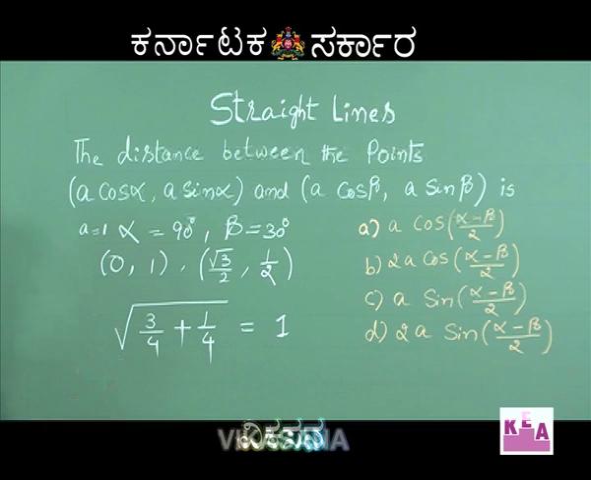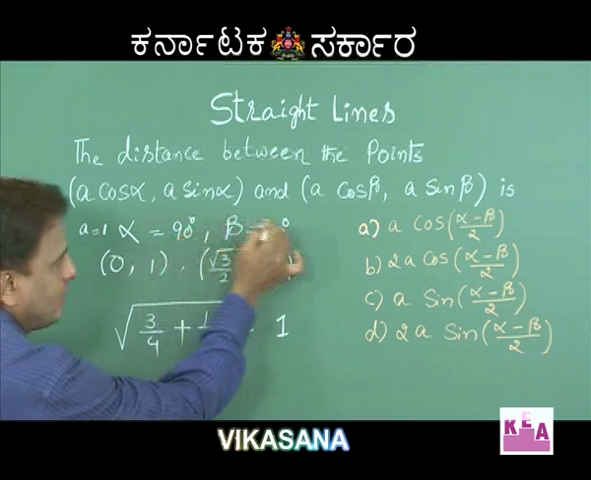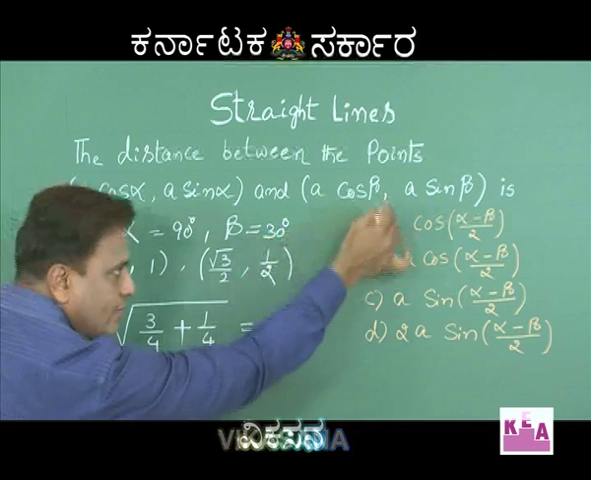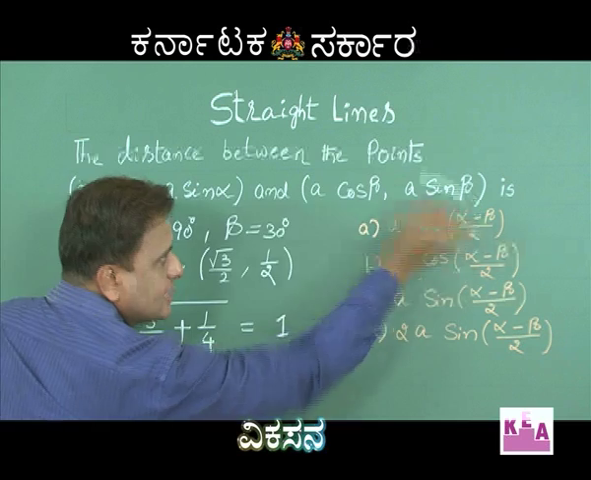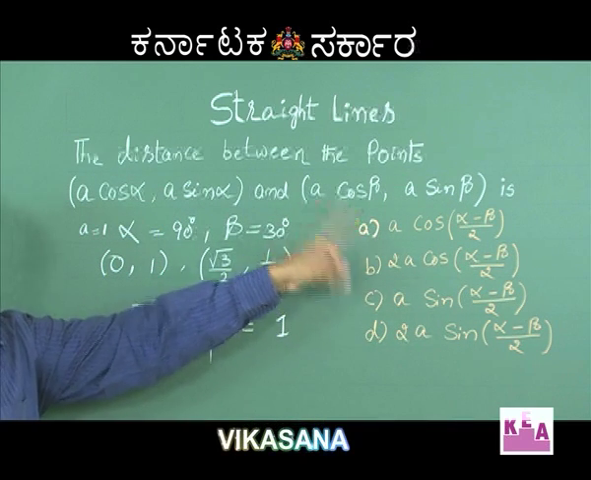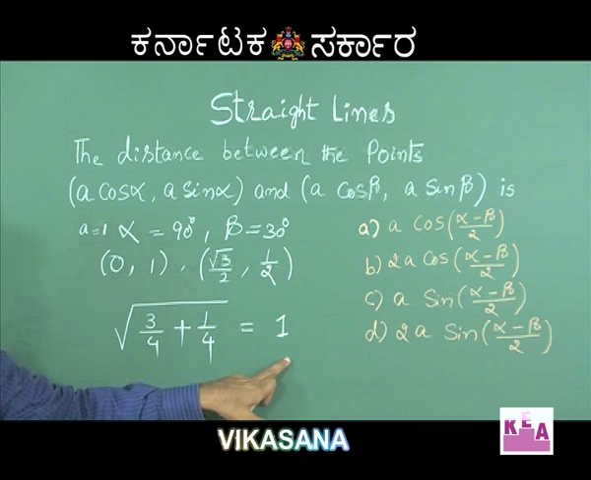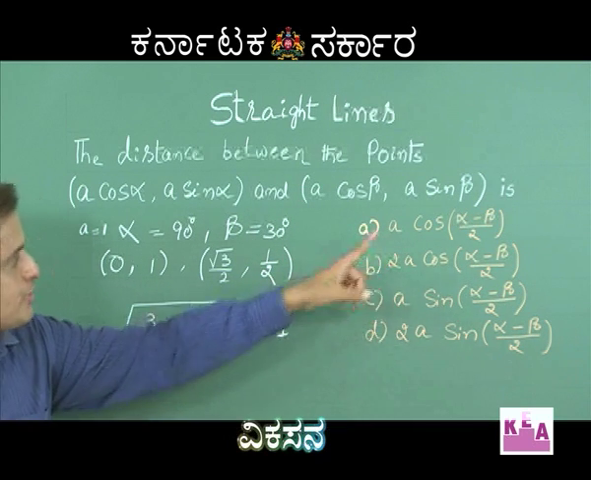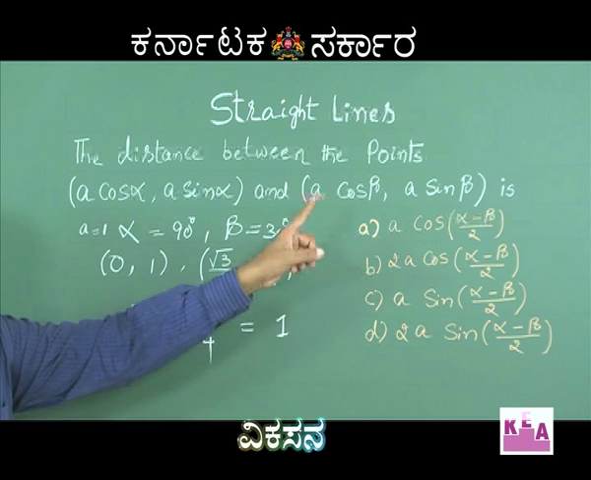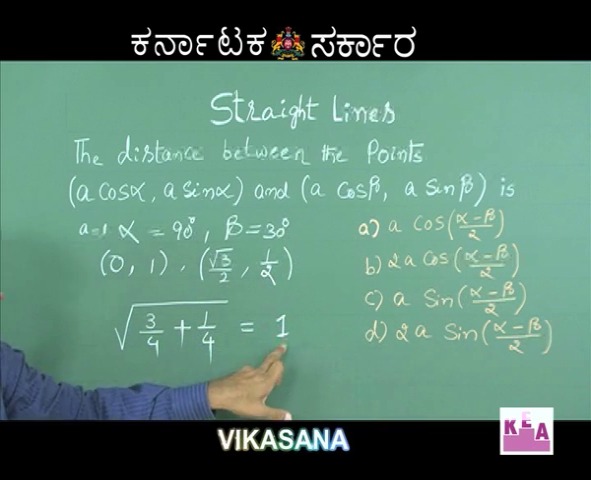Which option satisfies this? Suppose here, if you substitute alpha equal to 90, beta equal to 30, A is always 1. Therefore, in the first option, 90 minus 30 is 60, by 2 is 30, cos 30 is equal to root 3 by 2, which is not equal to 1. And again in the second option, alpha minus beta by 2, alpha is 90, beta is 30, 60 by 2 is 30, cos 30, again root 3 by 2. This is also not equal to 1.